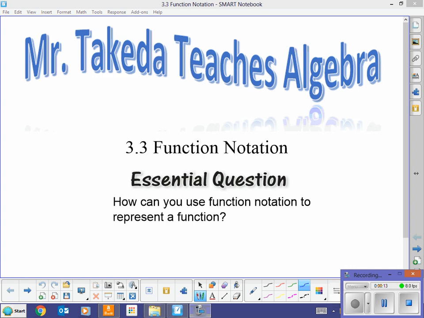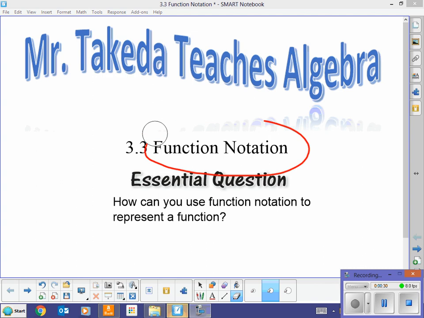This is lesson 3.3 on function notation. And the question we're going to ask today is how can you use function notation to represent a function? So we have this new term, function notation. We know what a function is already from our previous lesson. Notation. What does notation mean? Notation is how we write stuff.